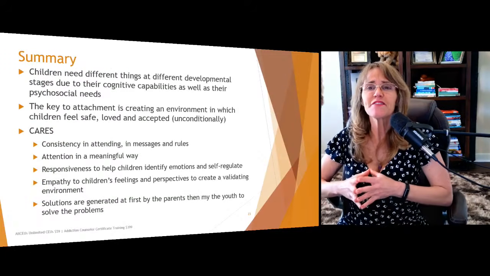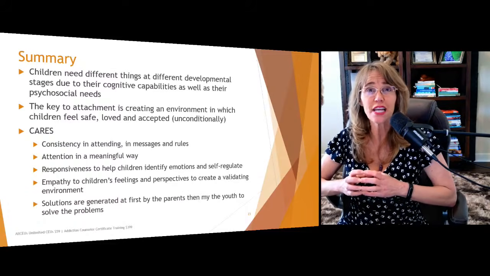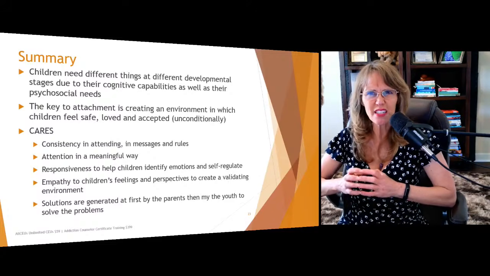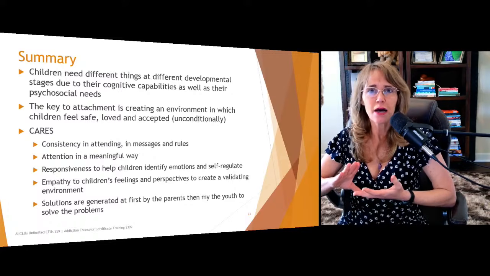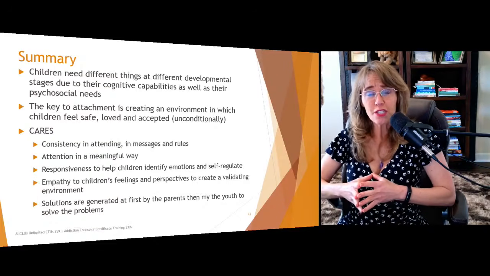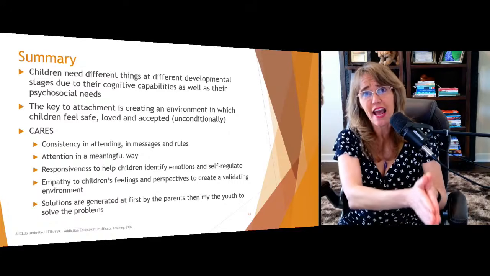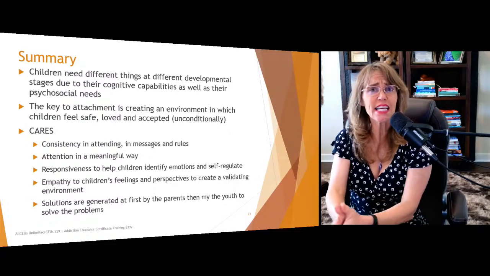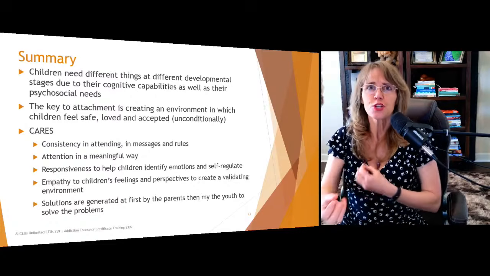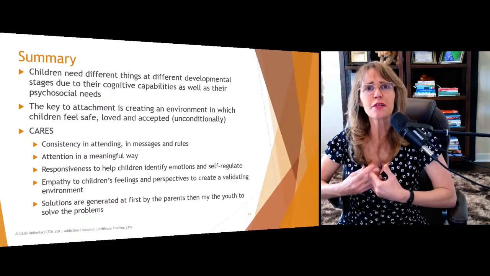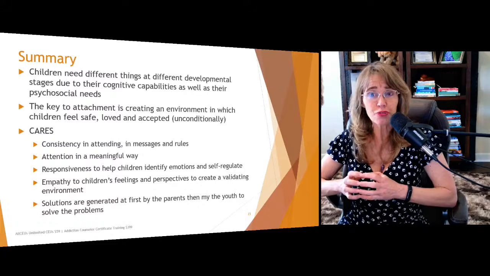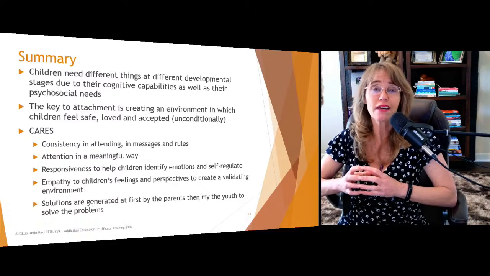Children need different things at different developmental stages due to their cognitive capabilities as well as their psychosocial needs. When children don't get these things met, they miss out on developing essential skills for emotion regulation and mental health, which leads to stress-related illnesses, and it's just a whole cascade. If we're working with adults who have attachment trauma, we need to go back and figure out what things they missed along the way because they didn't have secure attachment, and help them develop a secure attachment with themselves so they know as an adult they can count on themselves to meet their basic needs. The key to attachment is creating an environment in which children and people feel safe, loved, and accepted unconditionally.